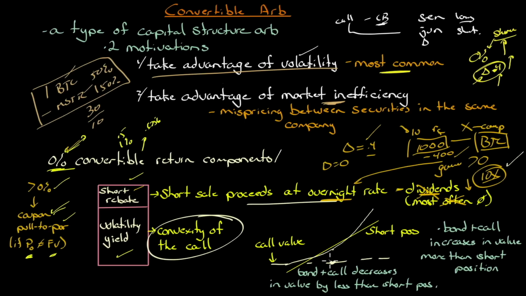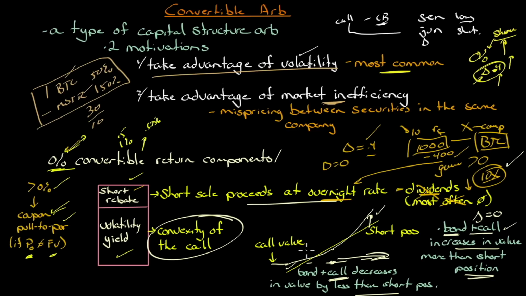You would outperform the benchmark, being the liabilities, right? Same thing applies here. The convertible bondholder is long the bond plus a call. The bond plus call will increase in value more than the short position. If you are originally delta neutral and the price really went up, the bond plus the call option would outperform the short position and you make money.